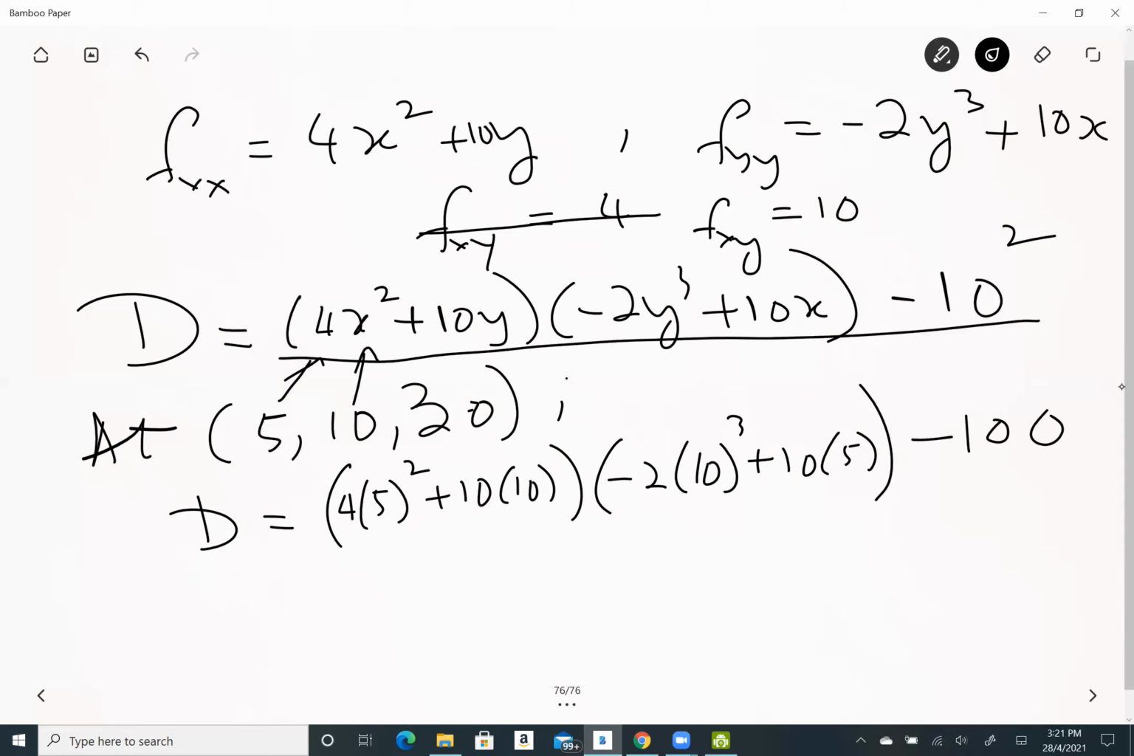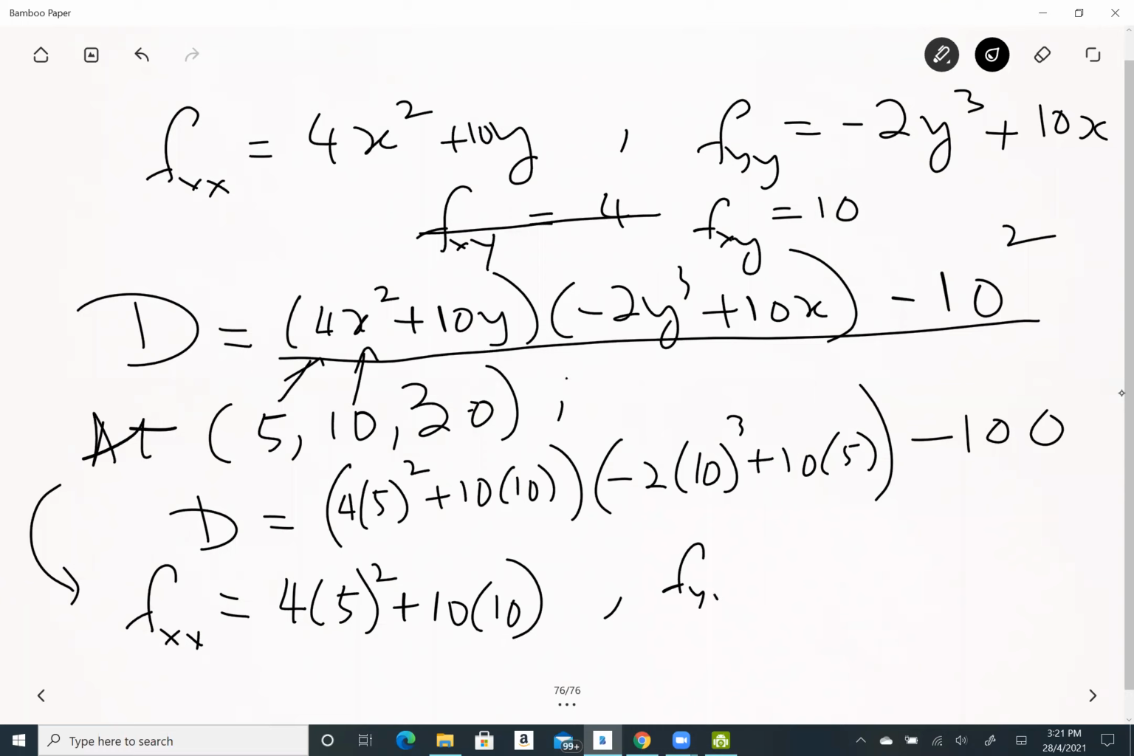Okay, all right. Now, similarly for fxx. So fxx at that point, we substitute. So what do I get? I get 4 times 5 squared plus 10 times 10. So you put into this, and you get the value of fxx. And then for fyy, equal to negative 2y cubed, that means 10 cubed plus 10x, which is 5. So that's it. You get the value of fxx, value of fyy, value of D.